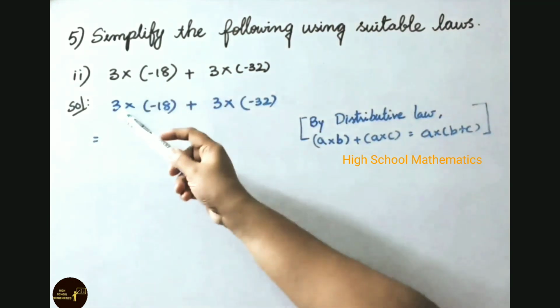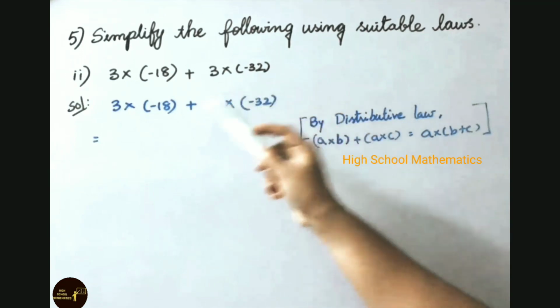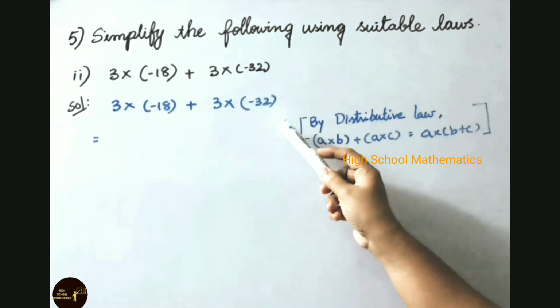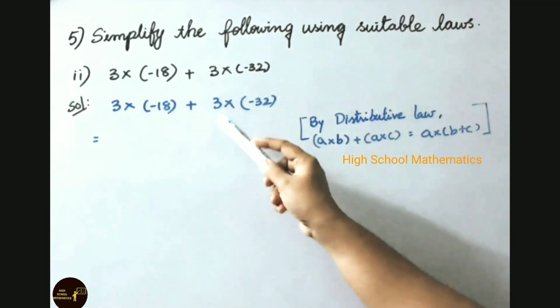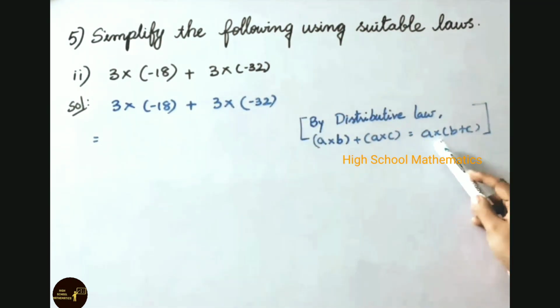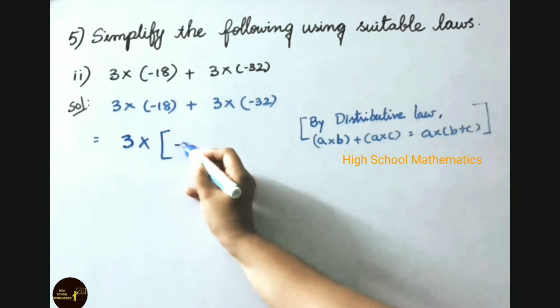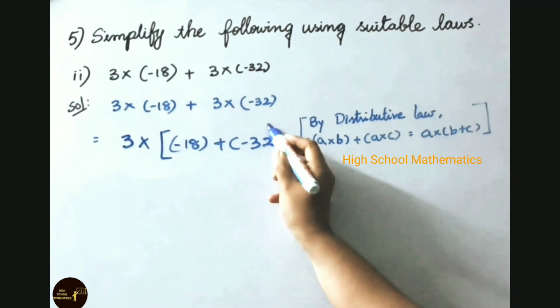Now the fifth question, second sum: 3 into minus 18 plus 3 into minus 32. Let us see the solution. This is looking like the distributive property, that is a into b plus a into c, which can be written as a into b plus c. That equals 3 into b plus c, that is minus 18 plus minus 32.